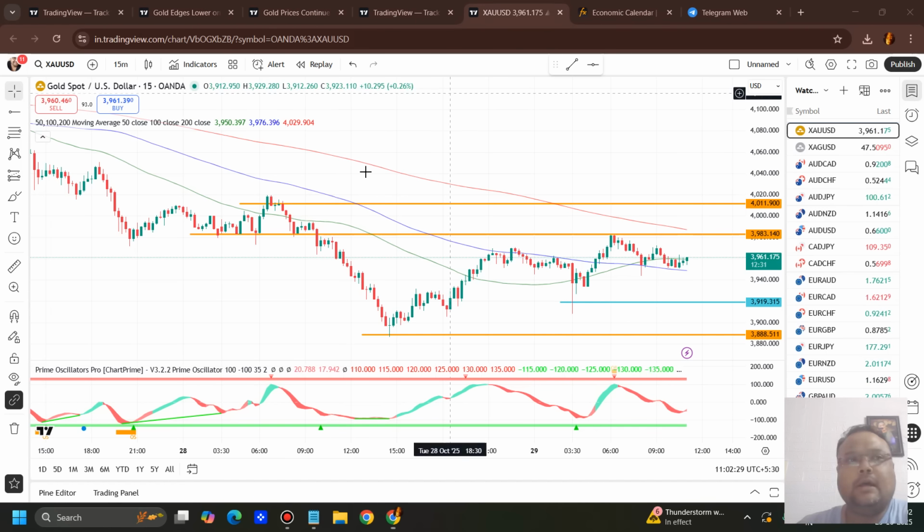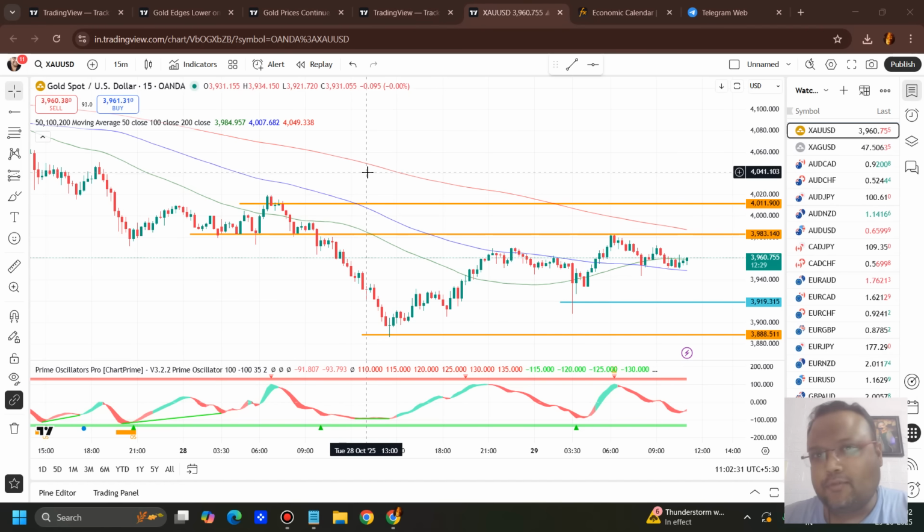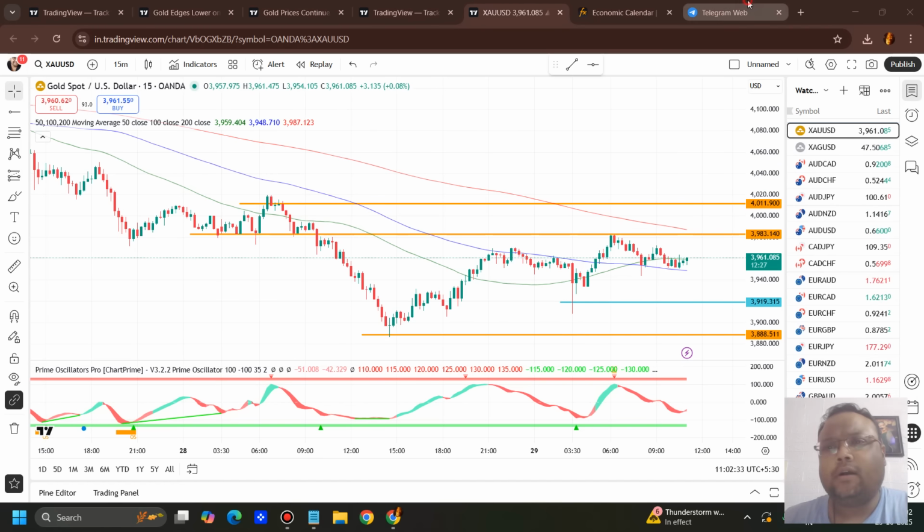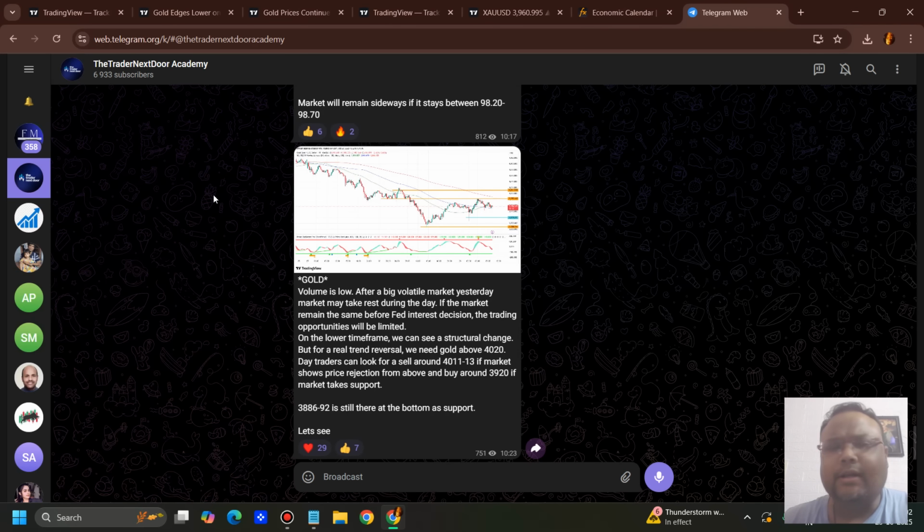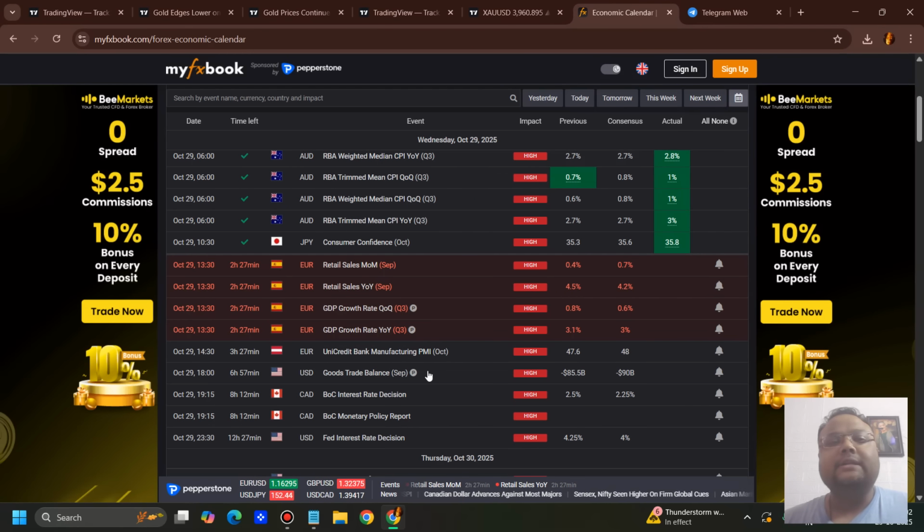So let's get started. My dear friends, this is the 15-minute chart of gold in front of us. If you're part of our free Telegram community, you must already know that the trading opportunities are fairly limited. So my dear friends, what is the reason? The reason is the Fed interest rate decision.